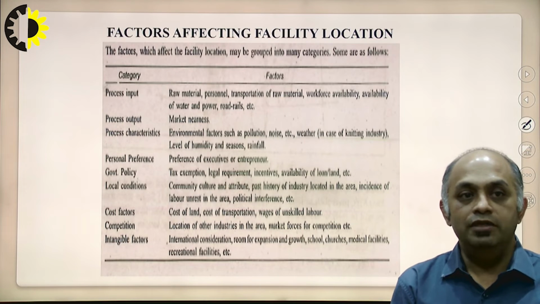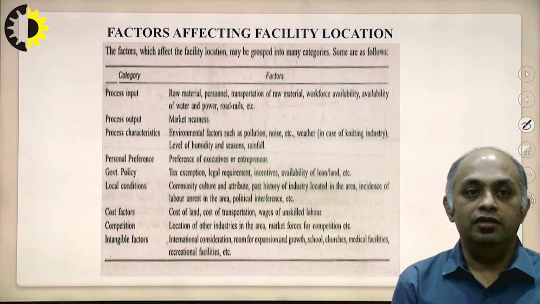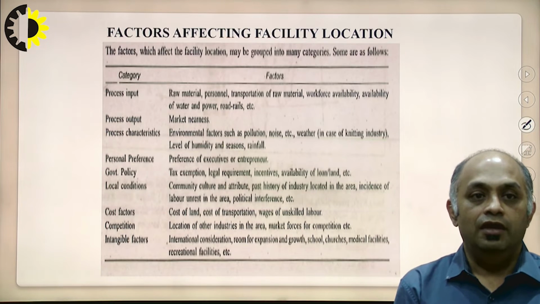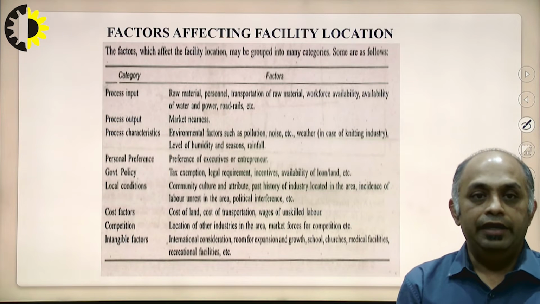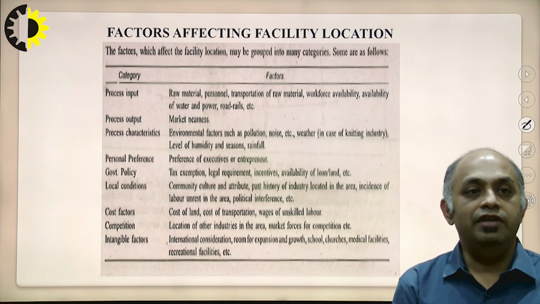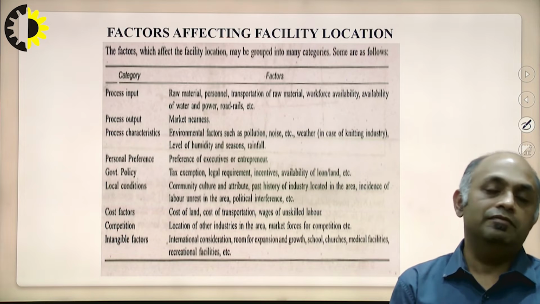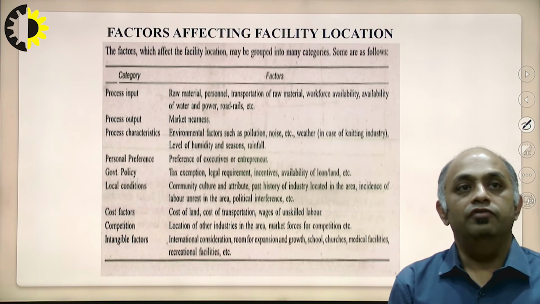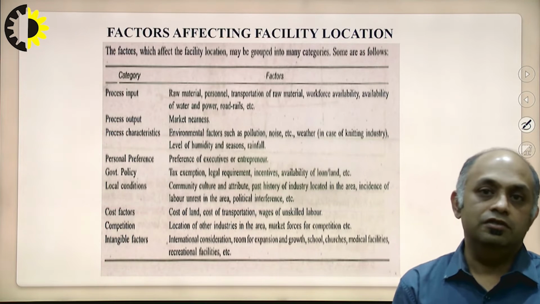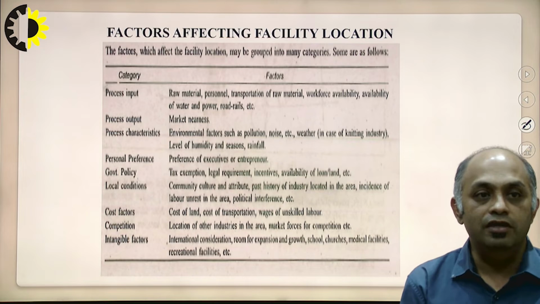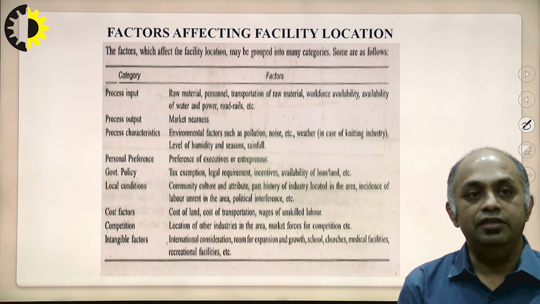Then the government policies are also important: tax exemption, legal requirements, incentives, availability of land, etc. This is very, very important, that the government policies are to be checked. At places the cost of the land is very high. There are some rules and some processes which need to be taken care of, because policy is very important when I select the site, right?